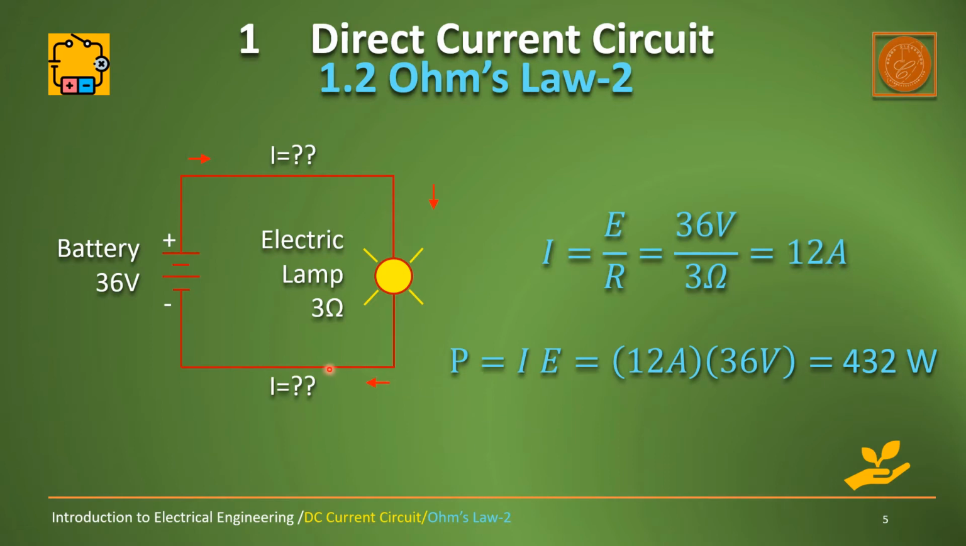The current now is, according to Ohm's law, I equals E divided by R. This means 36 volts divided by 3 ohms. So the current equals 12 amps.